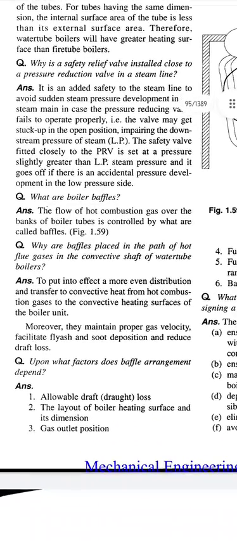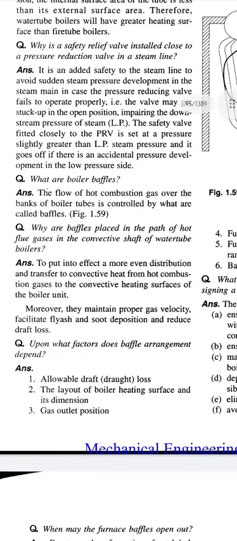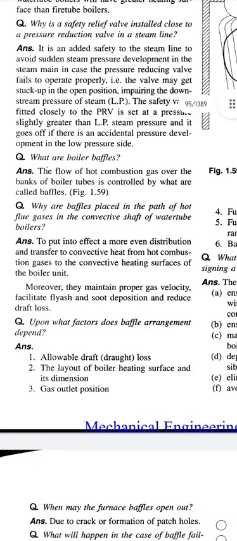So the question: why are baffles placed in the path of hot flue gases in the convective shaft of water tube boilers? Answer: to put into effect a more even distribution and transfer of convective heat from hot combustion gases to the convective heating surfaces of the boiler unit. Moreover, they maintain proper gas velocity, facilitate fly ash and soot deposition, and reduce draft loss.